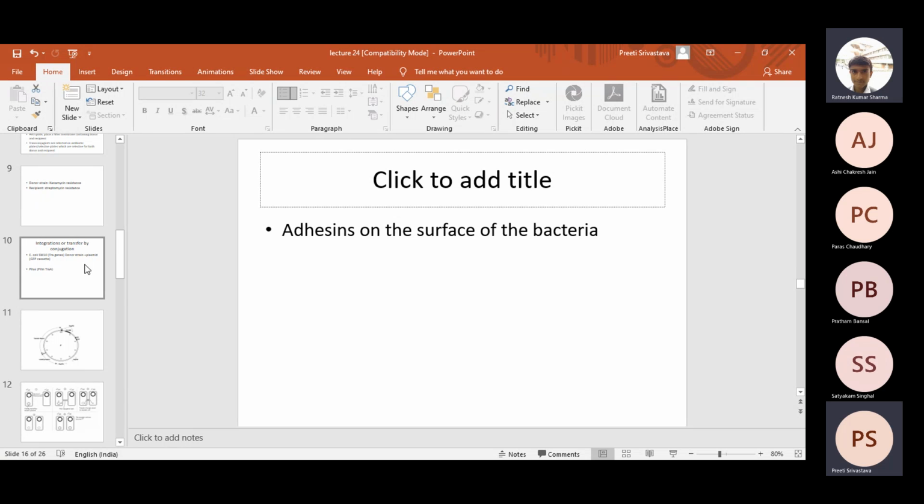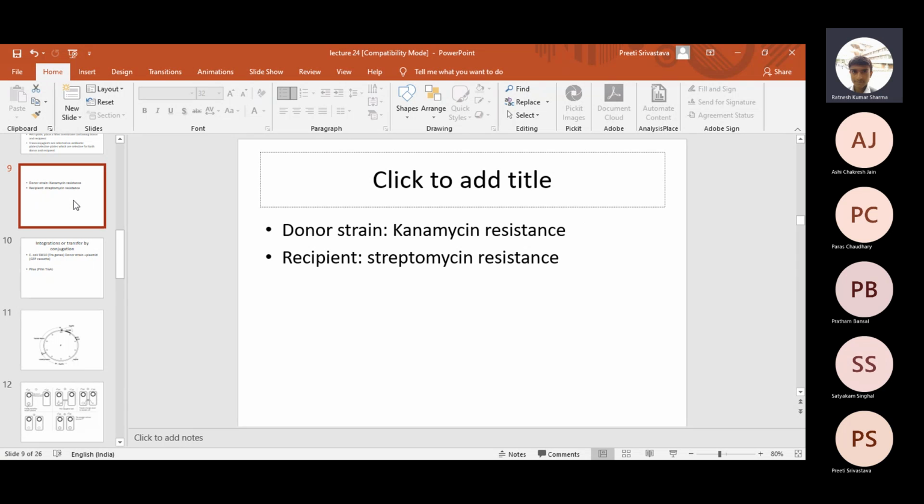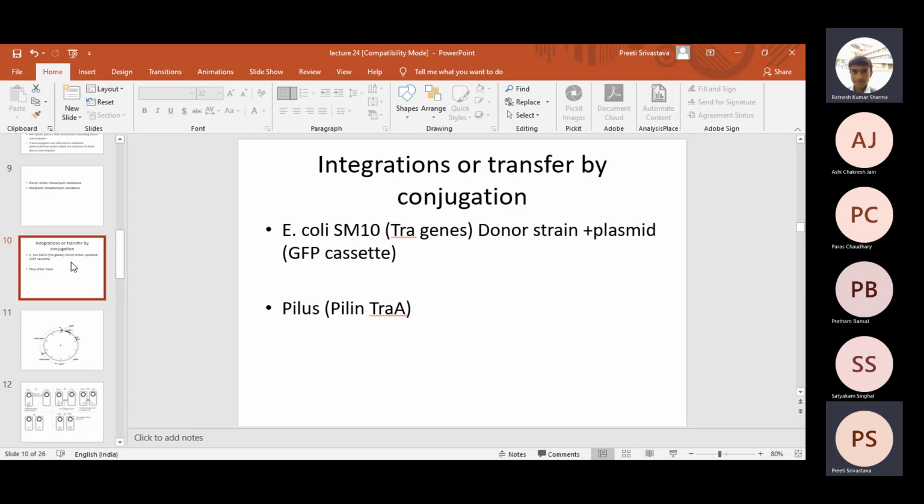Ma'am, yes, tell me. I read that it is a very fast process, that it takes just 5 minutes to conjugate and transfer the gene. Okay, so yes, but if you talk about transformation, it takes 1.5 minutes, right? So in that sense, conjugation is a slow process, and I'll tell you why this slow process is preferred.